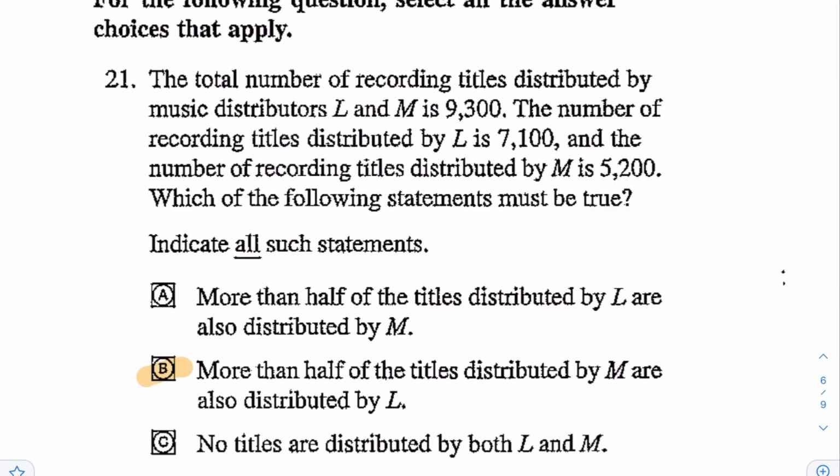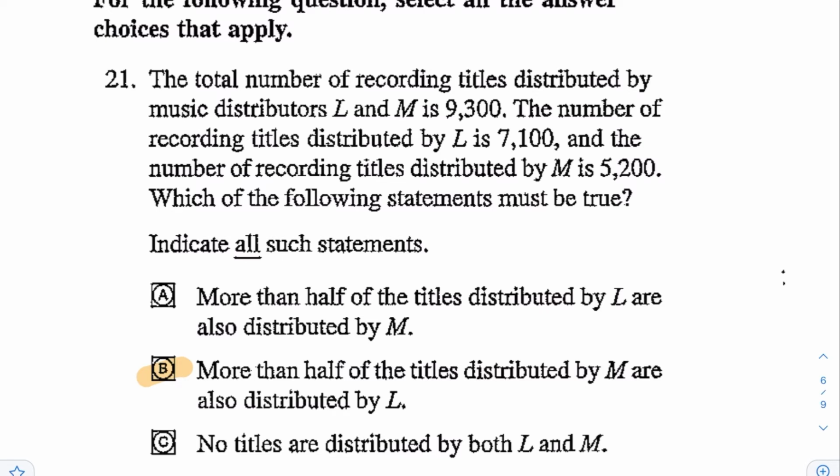For number 21, the total number of recording titles distributed by the music distributors L&M is 9,300. The number of recording titles distributed by L is 7,100, and the titles for M is 5,200. Which of the following statements must be true?